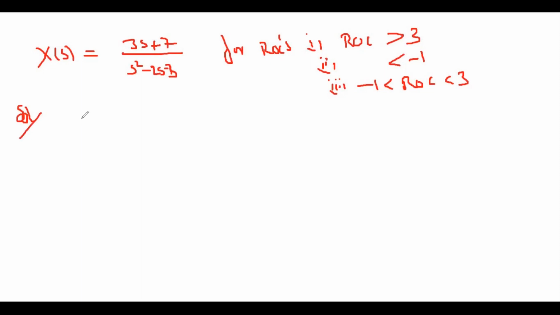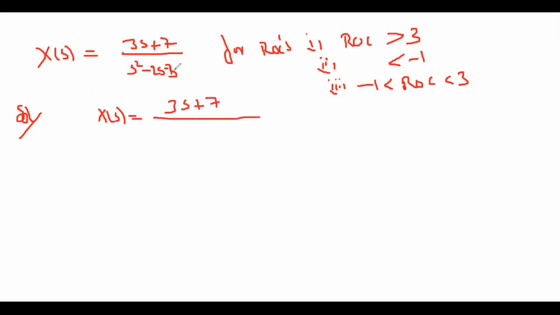Okay, my dear students, now let us see. You can find the roots of s square minus 2s minus 3 by using minus b plus or minus square root of b square minus 4ac, or otherwise you can directly write X of s is equal to 3s plus 7.